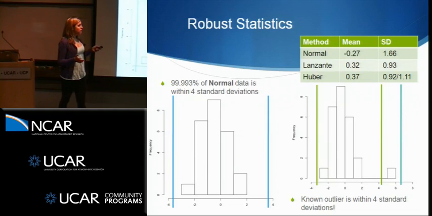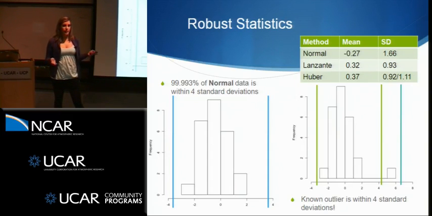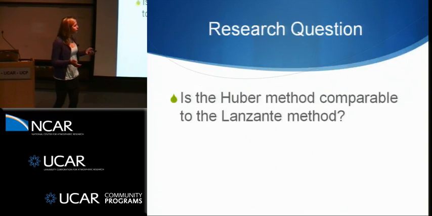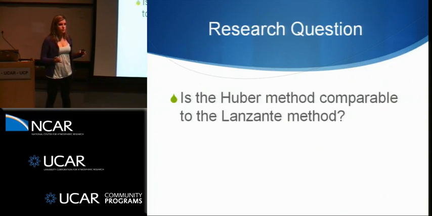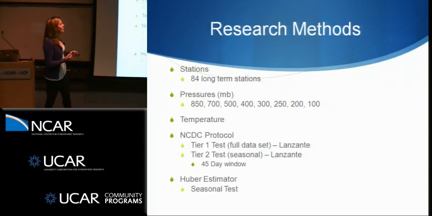But if we use one of our robust techniques, which here in the green I've plotted the Huber standard deviations at 4 standard deviations away from the mean, it is considered an outlier. So just showing that our methods work. So my research question is, is the Huber method comparable to the Lanzante method? We know the Lanzante method works because there's a paper on it and people use it. So we want to see if we can improve upon their method and use that.